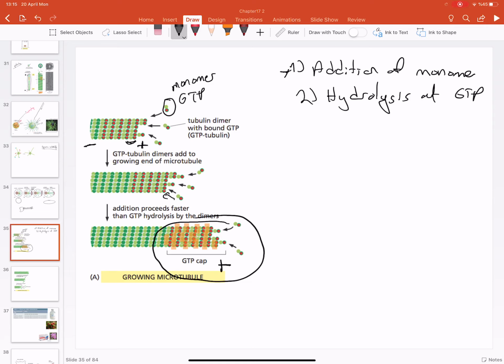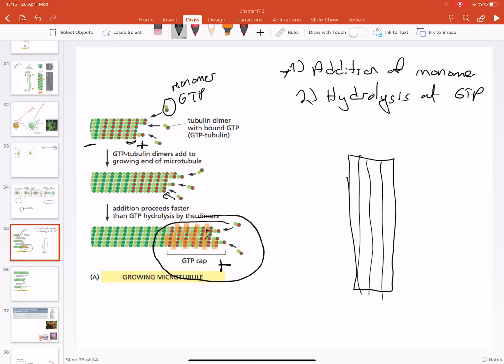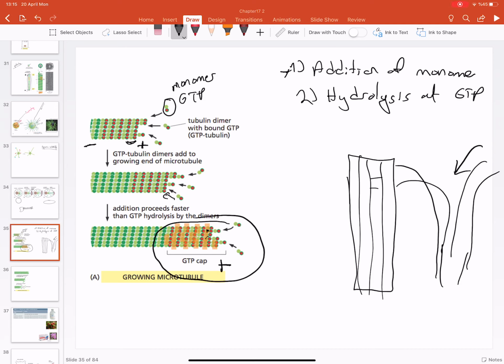So if the interaction between the neighboring monomers is not strong, what is going to happen is that it is going to peel off like a banana. Okay? There are protofilaments here. And of course, these protofilaments are kept together by the non-covalent interactions. If the non-covalent interactions are weak, it is going to peel off this way, that we also call catastrophe. Okay? And then it will strongly depolymerize.